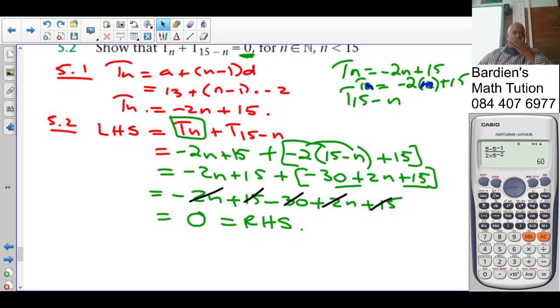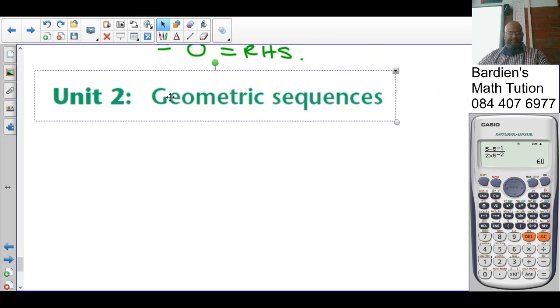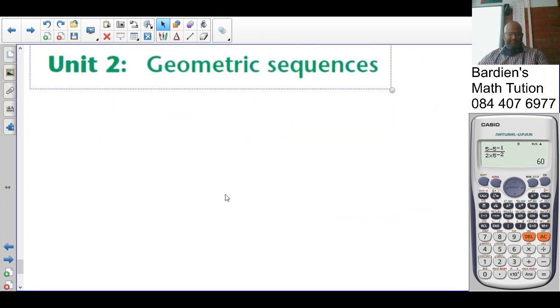Now we're looking at geometric sequences, and I asked you to read through the rules there that you dealt with in grade 11. I think we looked at geometric sequences last year, no? We're on page 8. Examples on page 8.